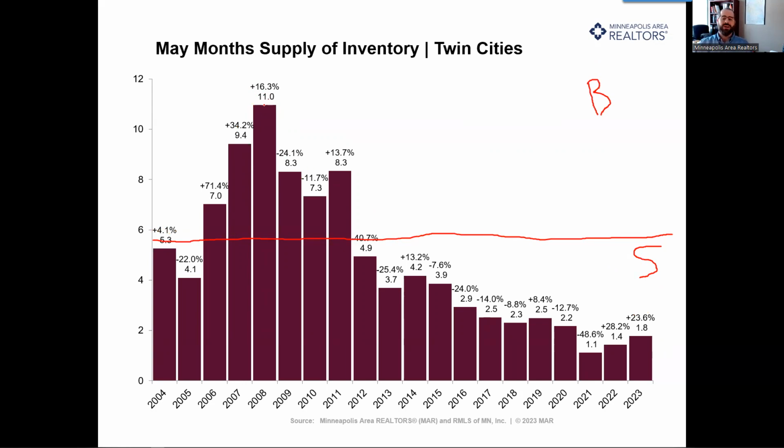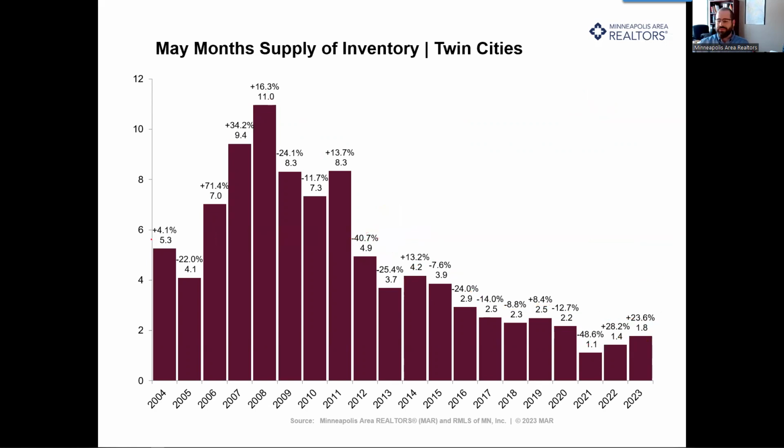So 7, 11, right? 8 months of supply. These are buyers markets. Here, right? 5 months, we were kind of a balanced market. Well, maybe I'll put BA for balanced market. And then you guys can kind of see what happened. Especially noticeable what happened with COVID here, where we just had a run on housing and it really showed up in the data.